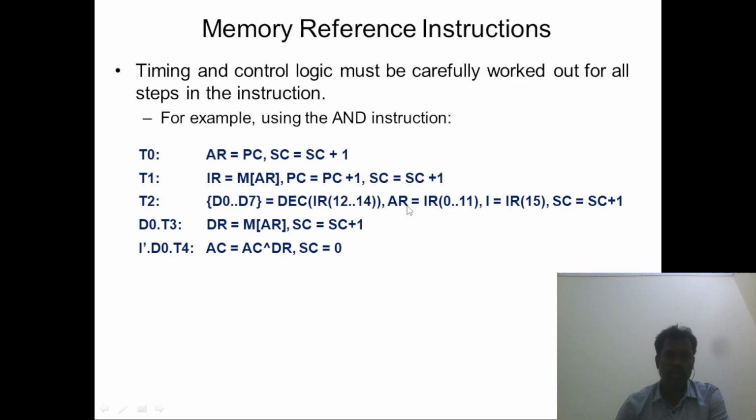Now in T2 it will perform decoding. After decoding, in the T3 clock cycle it will fetch the data from the memory. Now in the T4 clock cycle, it will perform the operation. After the T4 clock cycle, the execution is over. When execution is over, the sequence counter becomes 0 again. So it will start with a new cycle. Again, SC will be incremented as it calculates the new instruction address.